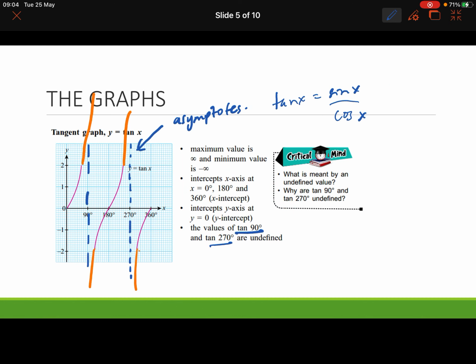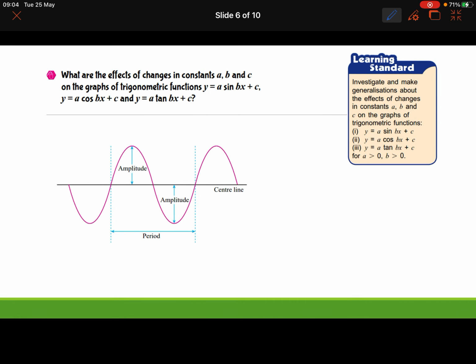Okay. Next, what are the effects of changes in the constants a, b, c on the trigonometric graph? Basically, you must know the definitions of amplitude and period. Period is the interval of one complete cycle. A trigonometric function is a periodic function. The graph of a trigonometric function repeats itself on a specific interval.